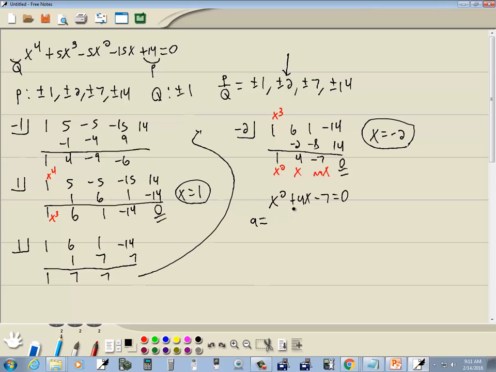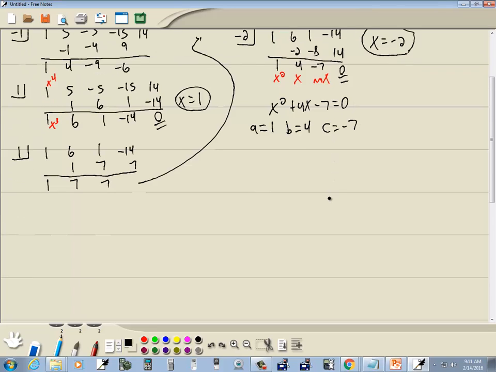Well, this needs the quadratic formula because it doesn't factor. a will be whatever's in front of our x squared, which is 1. b will be what's in front of our x, which is 4. And c will be our number at the end, which is negative 7. The quadratic formula is x equals negative b plus or minus the square root of b squared minus 4ac, all over 2a.